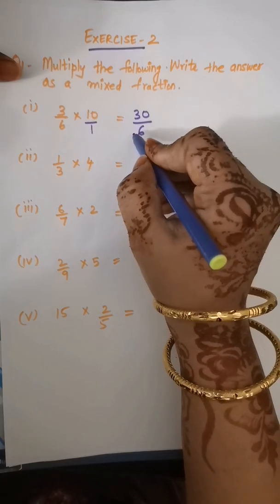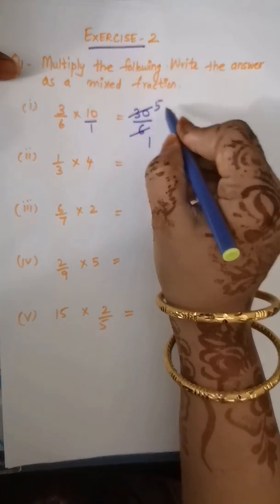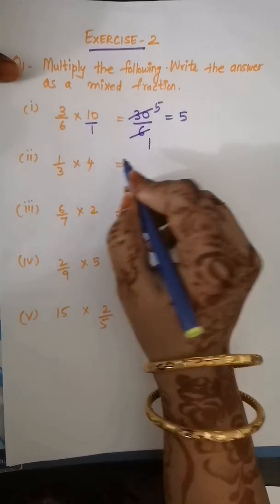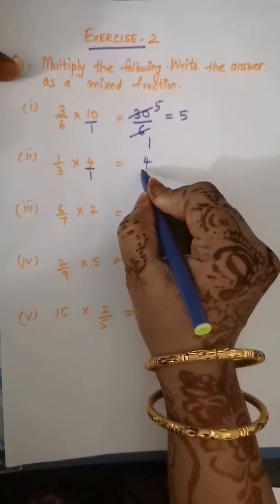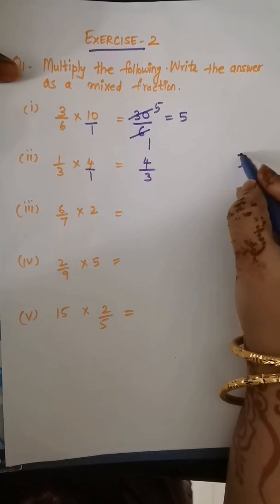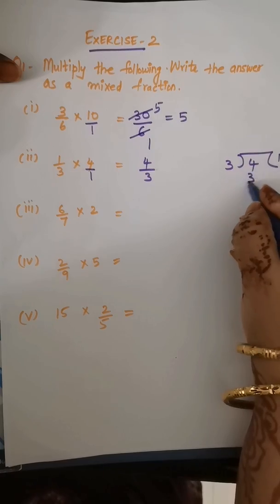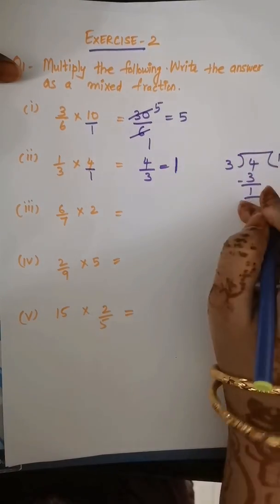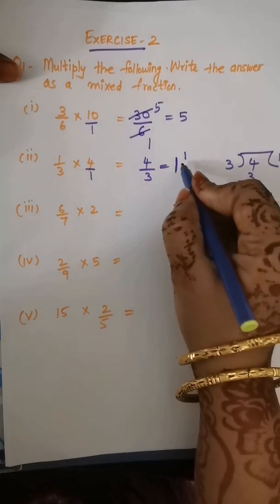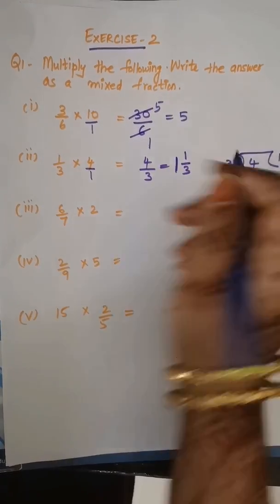Directly seeing the numbers, you can bring it into lowest form. 6 ones are 6, 6 5s are 30. So the answer is 5. Here nothing is there means 1, 1 4s are 4, 3 ones are 3, 4 by 3. Can write it in mixed fraction. 4 inside, 3 outside. 3 ones are 3. Subtract, 1 remains. First quotient, remainder up, divisor down. 1 by 3 is the answer.